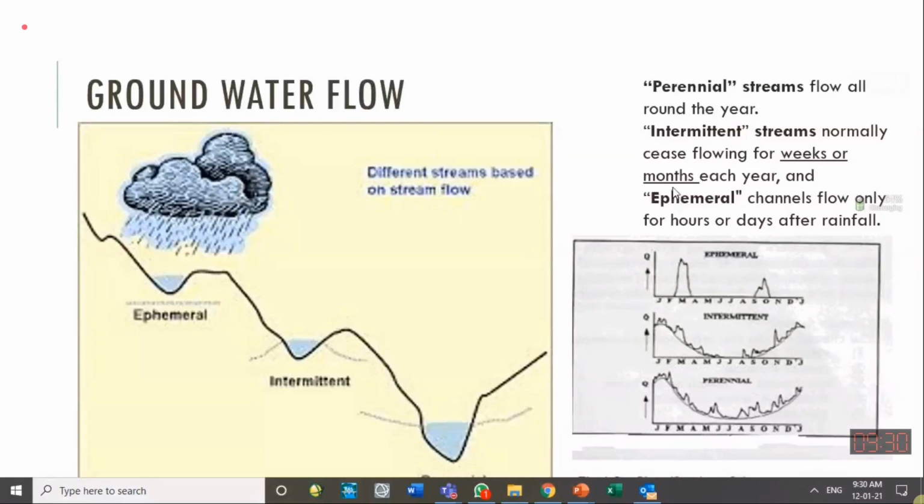So that stream which 100% corresponds to the rainfall and has no flow at all immediately after the rainfall, we call ephemeral. And those which are flowing throughout the year, we call perennial. And those which have sustained longer periods of dryness in the stream and then sustained longer periods of flow in the stream, we call intermittent streams.